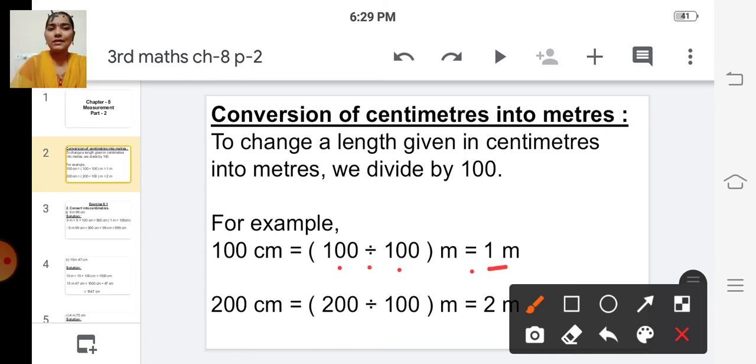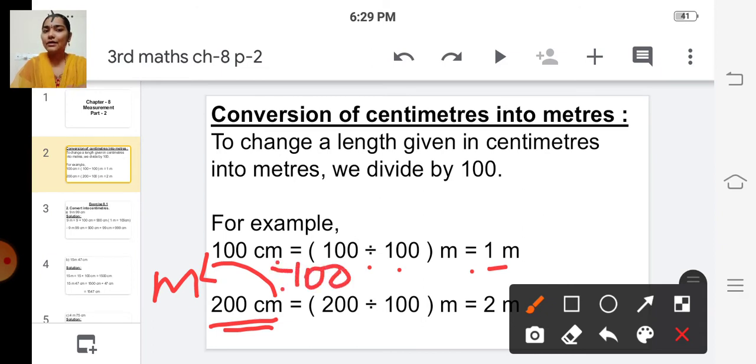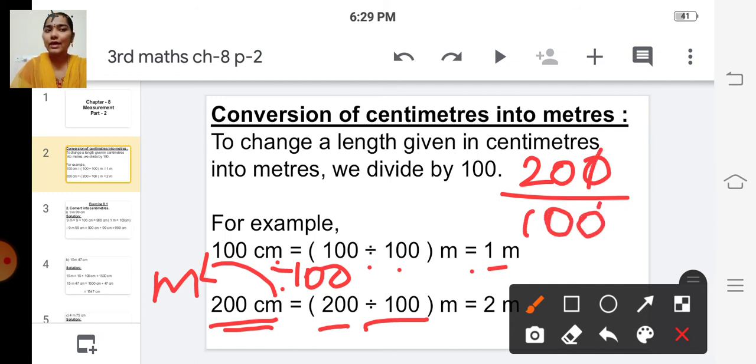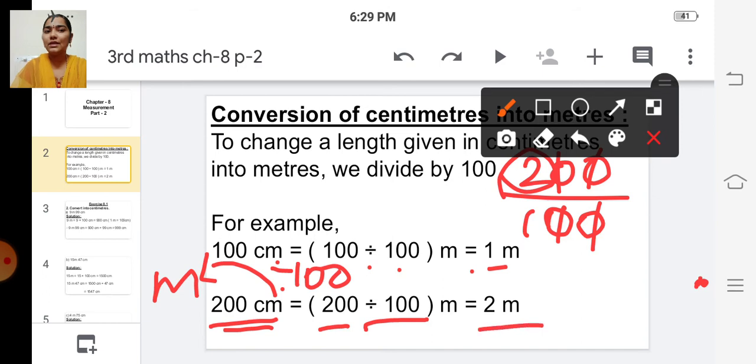Okay. The next example, 200 centimeter. We are going to convert this 200 centimeter into meters. So centimeter to meter, what do we have to do? We have to divide it by 100. So 200 divided by 100. Cancel the common number of zeros. So remaining is 2. So 2 meters. Okay, 200 centimeter is equal to 2 meter. Is it clear, children? Have you all understood the concept?